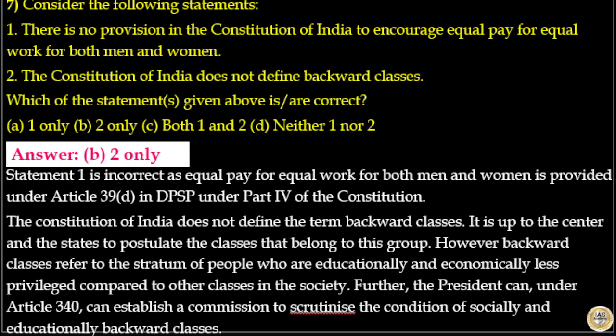It is up to the Center and state to postulate the classes that belong to this group. However, backward classes refers to the stratum of people who are educationally and economically less privileged compared to other classes in the society. Further, the President can, under Article 340, establish a commission to scrutinize the condition of socially and educationally backward classes. So, here answer to this question is option B.